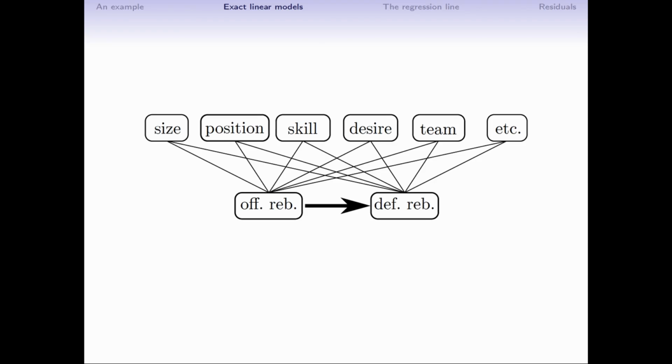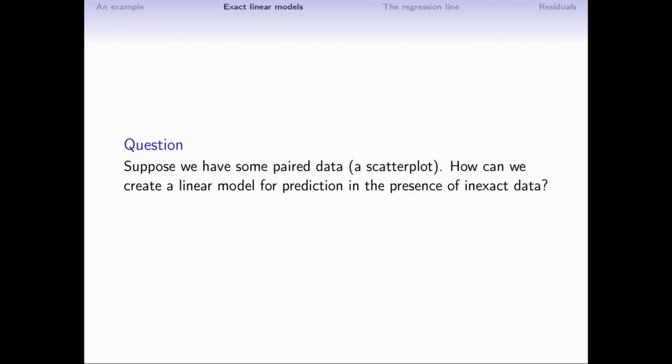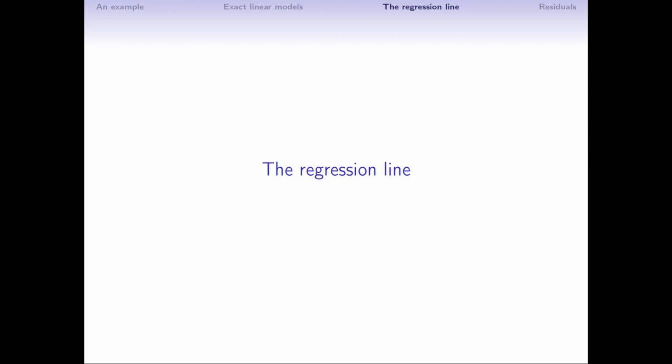All right, now here's the big question that's looming, and this is what we're going to be studying for the rest of this section. Suppose we have some paired data. So think of this as a scatter plot. How can we create a linear model for prediction in the presence of inexact data? So when we have inexact data, data that does not already fit on a line, how can we accurately build a model, or build a model as best we can, to make predictions in the presence of this inexact data? And that leads us to the topic of the regression line.